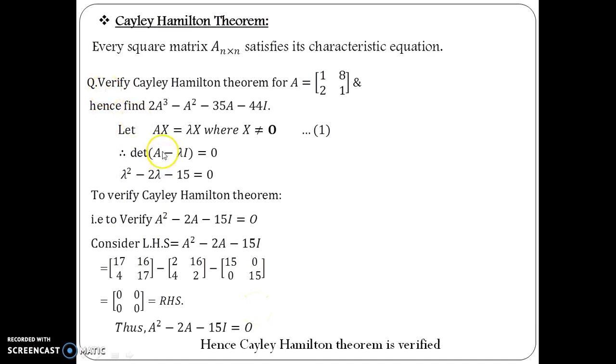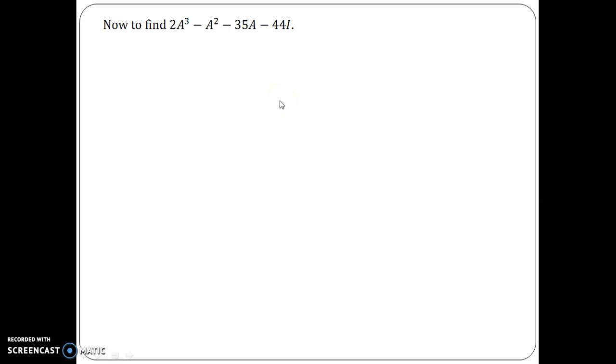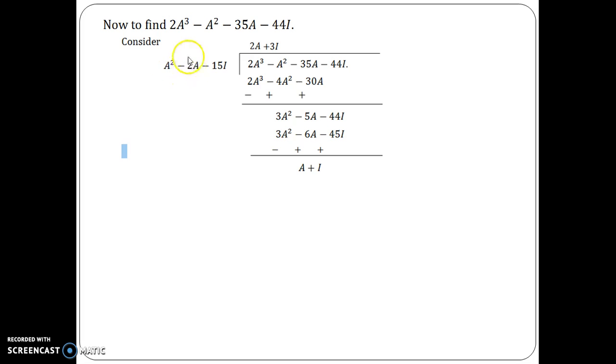Okay, now further what you have to do is find the expression for this matrix, 2A cube minus A square minus. So how do we do that? Let us see. We have to find a suitable expression for this matrix. So let us see how to go about it. Now you already have the characteristic polynomial with you, and here just see this. This is our characteristic polynomial.